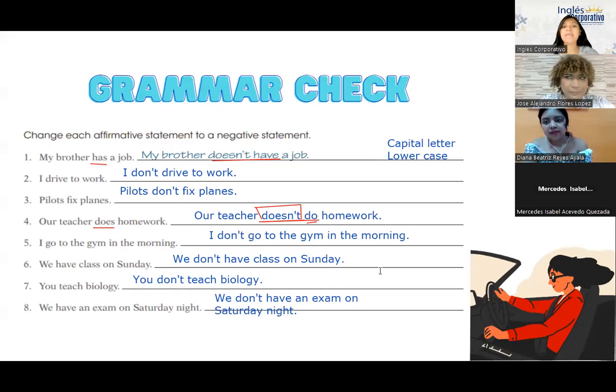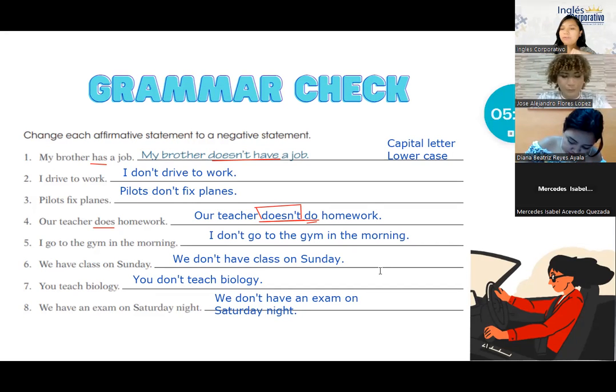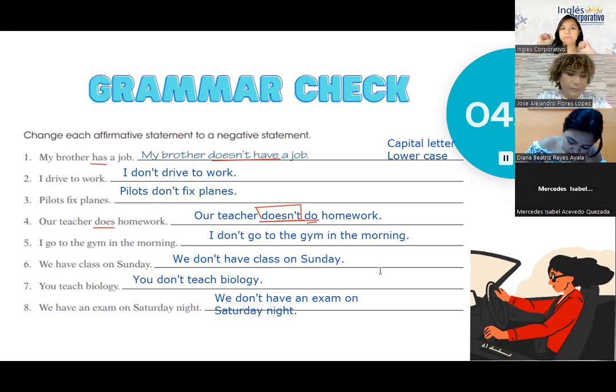Ok, guys, vamos a hacer lo siguiente. Necesito que me escriba tres oraciones en negativo. En negativo. Three. Right now. Y me los manda al chat o al WhatsApp, al grupo. Ok. I'll give you 5 minutes, ok. Three. Tres, tres, tres. Negativas, solo negativas. Presente simple. Negative.